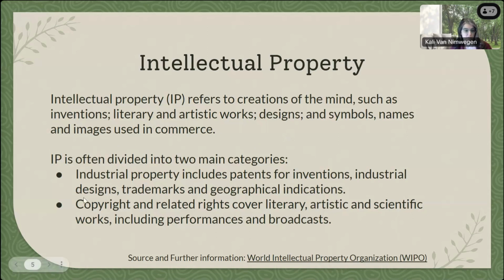The place that we do have a lot of conversations is copyright and related rights, for literary, artistic, and scientific works, including performances, broadcasts, any sort of recorded media that has a creative aspect and is created by a human. Important distinction there. AI cannot be copyrighted. Things created by animals cannot be copyrighted. It must be human made. Can be copyrighted as long as it demonstrates a degree of creativity.